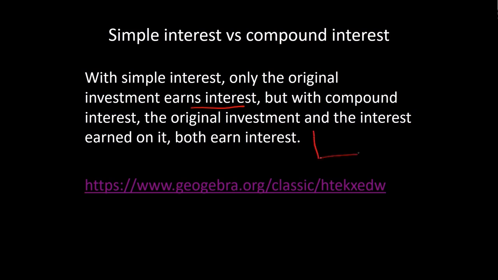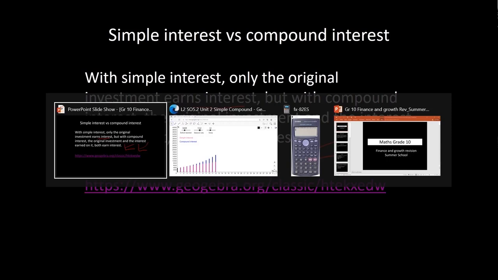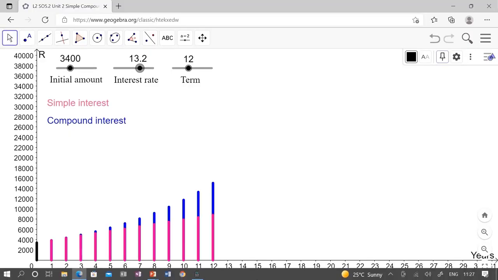Of course, we know that simple interest is always a straight line graph, and compound interest will be an increasing exponential shaped function. Okay, so let's have a look at how these two compare. And the one we want is that one. As you can see, the simple interest graph is the one in pink, and the compound interest is the one in blue. You can certainly see the distinct shape of the compound interest graph moving up, increasing exponentially, and the simple interest graph is a straight line graph.